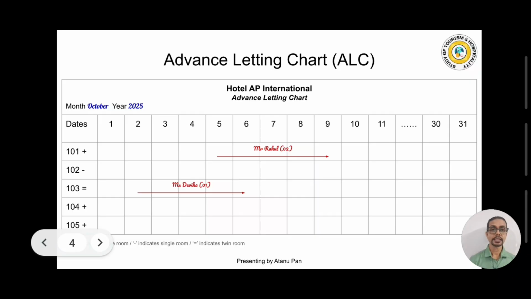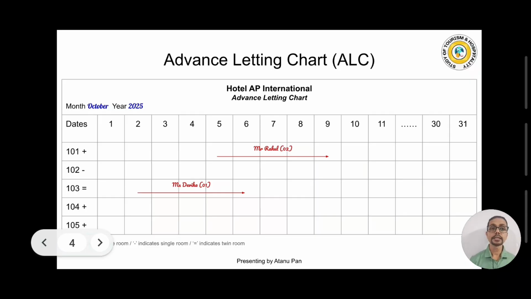Now you can see, if a guest books a room for a few particular nights, in those nights we will just make a straight arrow till the date of checkout. For example, here it is mentioned Mr. Rahul, and in brackets 02 is mentioned. What is 02? 02 means the number of persons or number of pax. So Mr. Rahul may be coming with his wife or maybe his friend. Two guests are coming, that's why we used to write 02. The numbers will be mentioned there.